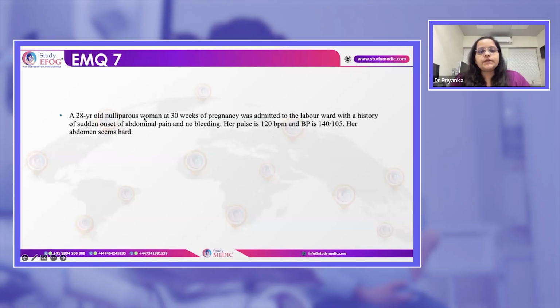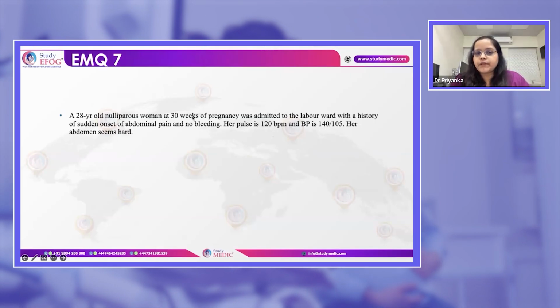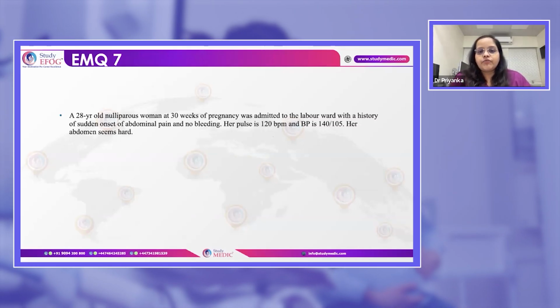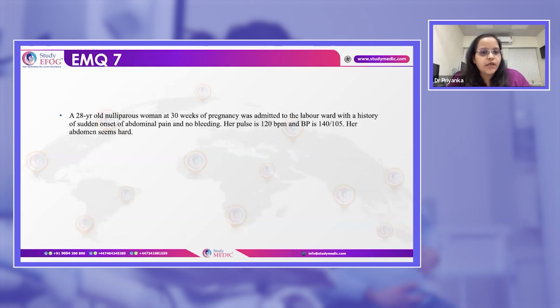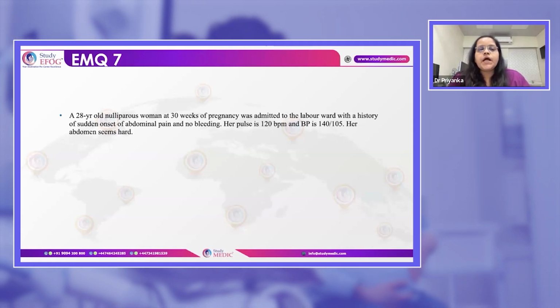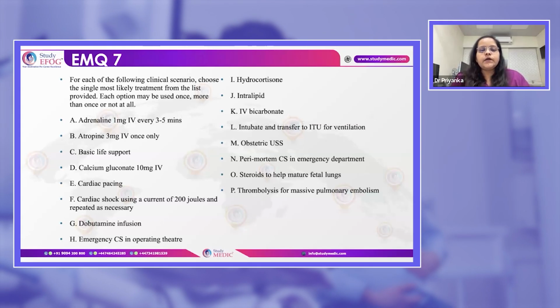So always, she's 28 years, primary gravida with 30 weeks of pregnancy, and she has sudden onset of abdominal pain, no bleeding. So it looks like a clinical picture of abruption because her blood pressure is raised, and it may be a concealed abruption because there is no bleeding revealed outside and she is losing blood inside. That's why she is having signs of hypovolemia like tachycardia. Her pulse is 120 and the abdomen seems to be hard. So it is most likely an abruption.